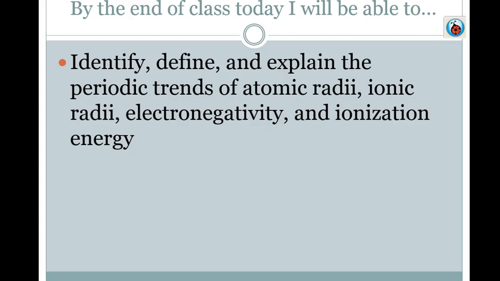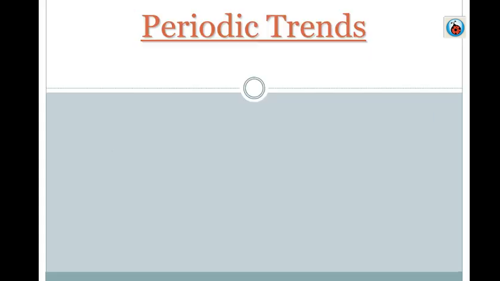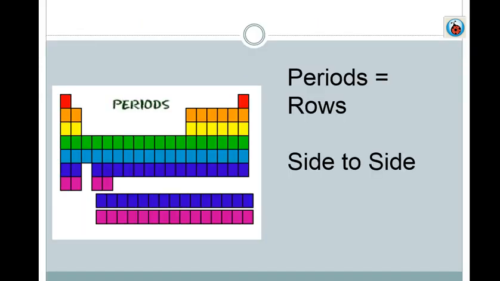So here we go. Periodic trends. If you did the graphing paper earlier, you should know kind of an idea of what a periodic trend is. It's a repeated pattern on the periodic table that displays physical and chemical characteristics over and over again down each group. I mean, each period will have its own set of properties repeating.